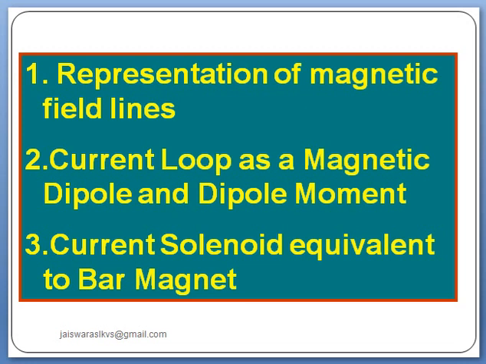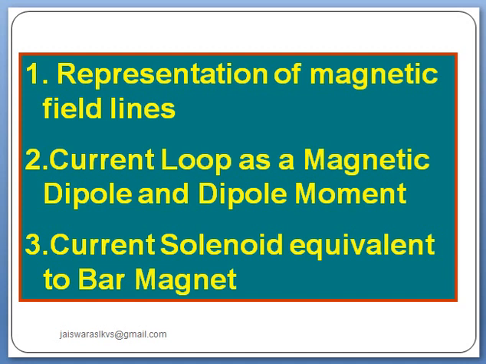First one is representation of magnetic field line, or you may say uniform magnetic field line. How can we represent a magnetic field line in its symbol form? Symbolically, how can we represent a magnetic field line which is going in or coming out?